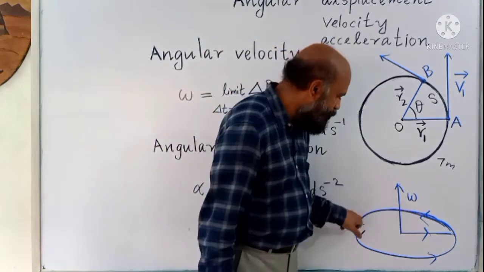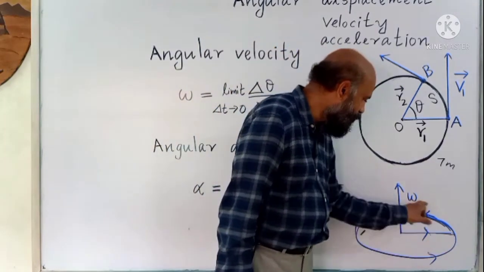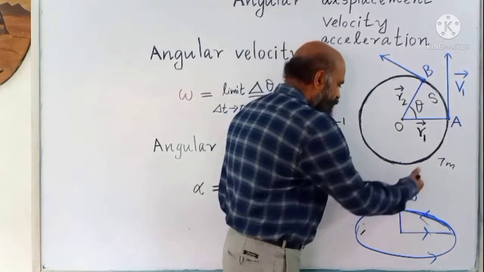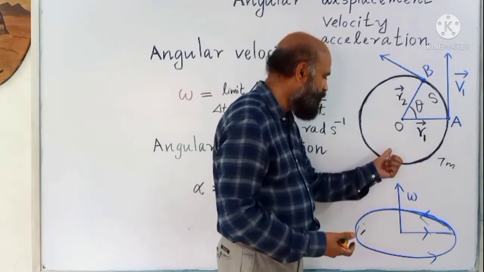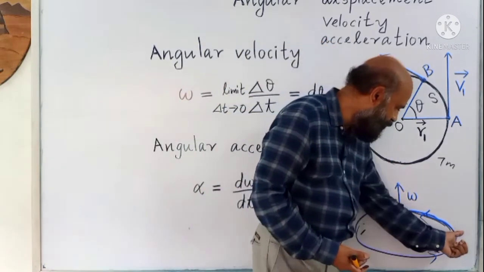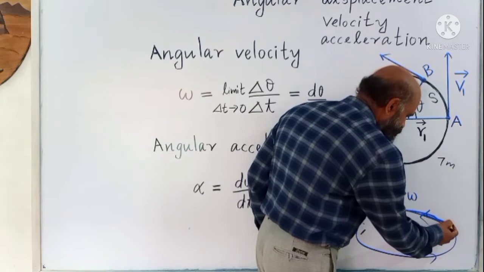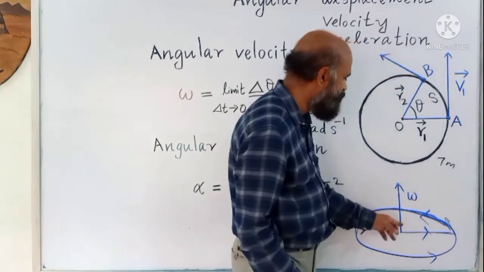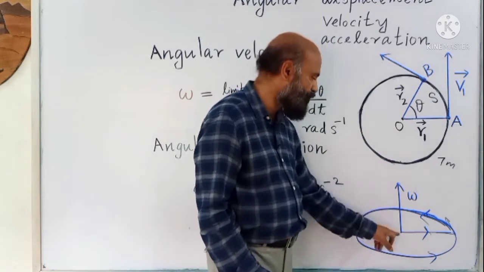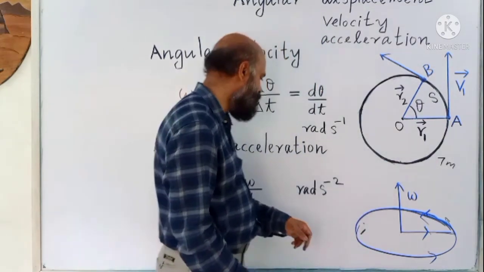Then suppose a particle is going in a circular path, so this is the direction of the angular velocity. This is the radius vector, so this is the linear velocity. Then this is the angular velocity. The direction of the angular velocity is perpendicular to this.